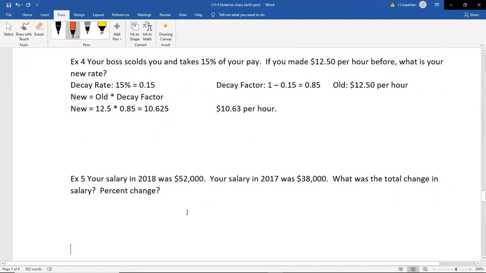I didn't used to have number 6. Your salary in 2018 was $52,000. Your salary in 2017 was $38,000. What was the total change in salary? What was the percent change in salary?